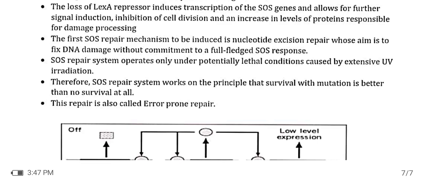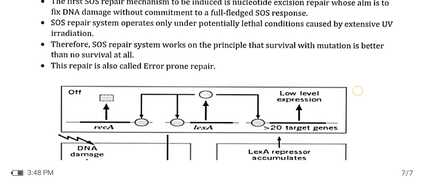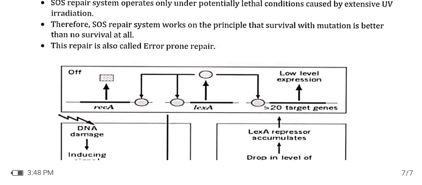without commitment to a full-fledged SOS response. The SOS repair system operates only under potentially lethal conditions caused by extensive UV radiation. Therefore, the SOS repair system works on the principle that survival with mutation is better than no survival at all. This repair is also called error-prone repair.